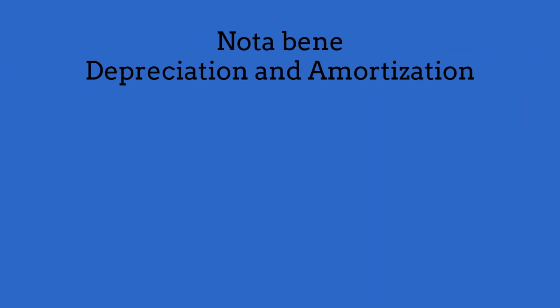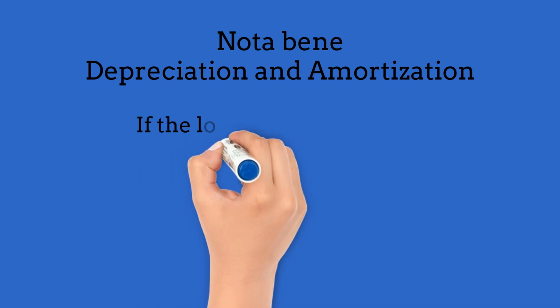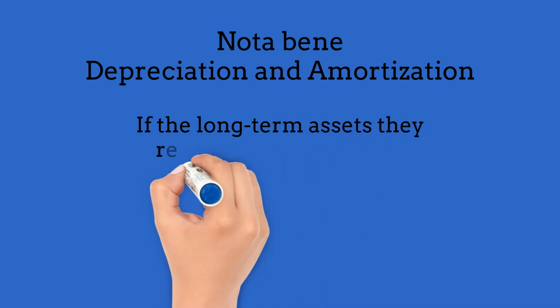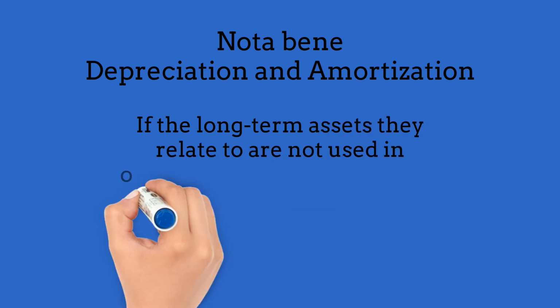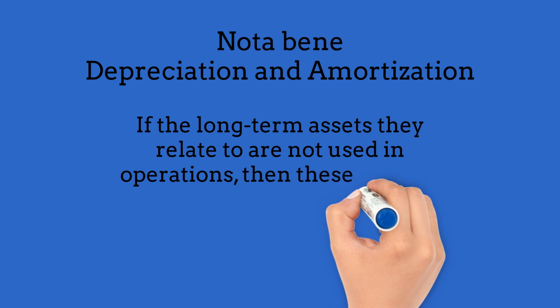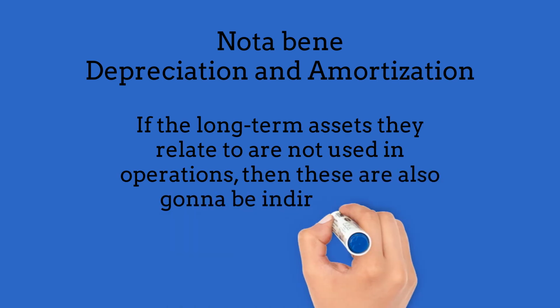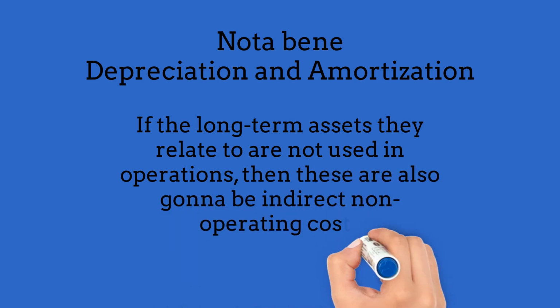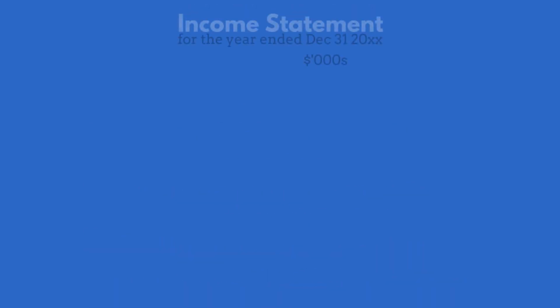Just want to quickly note something that you should be careful about with amortization and depreciation. If the long-term assets they relate to are not used in operations, then these are also gonna be indirect non-operating costs.